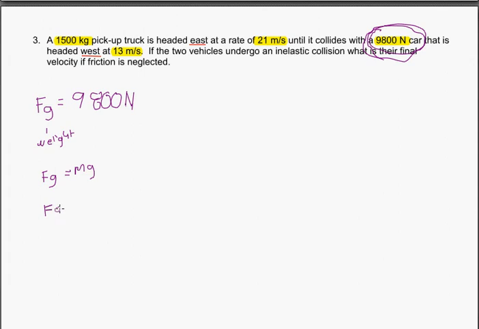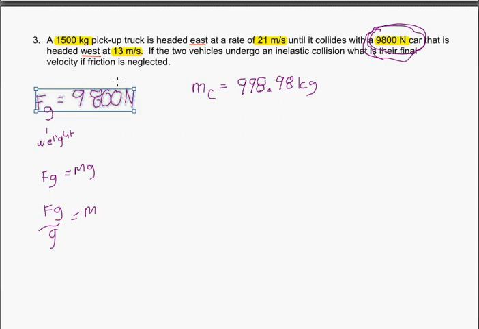Fg divided by g equals m. And you can just plug this in your calculator and you'll get a mass equal to the mass of our car, I'll call it C, equals 998 kg, I believe. Let me just double check. Yeah, it looks great. Excellent. So now what I'm going to do is delete all this.